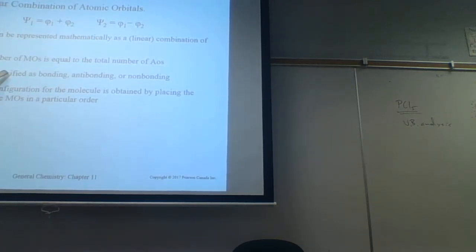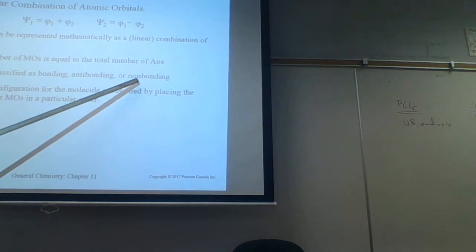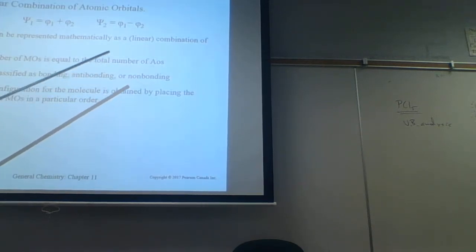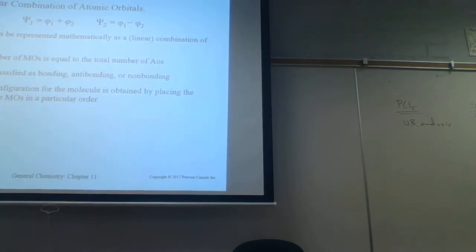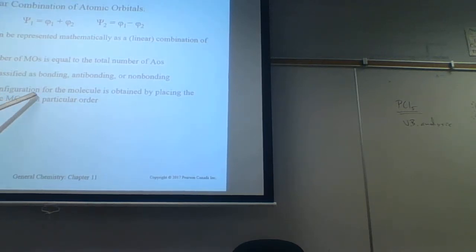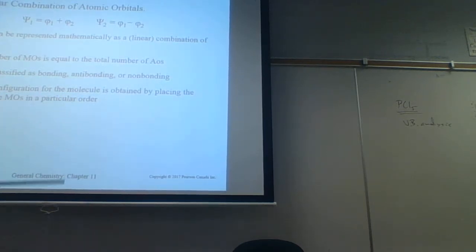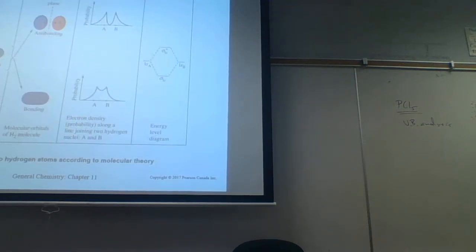The MOs can be classified as bonding, anti-bonding, or non-bonding. Non-bonding are just your AOs. They aren't doing any LCAO linear combination. The electron configuration for the molecules is obtained just like you would for atomic orbitals. You just place electrons in the molecular orbitals, and even though they're bigger, they only hold 2 electrons. And so let's look at the LCAO here first. Actually, before we get to fluorine, let's do something simpler.